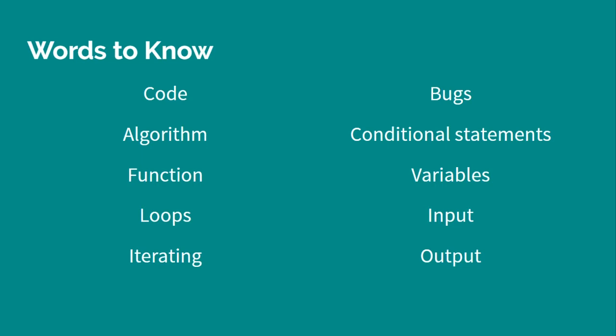So it's like, if I click the next button on this slide, it will go next. If I don't press it, it won't go next. So that's the kind of conditional statement. Variables is just things that store information. That's all it is.